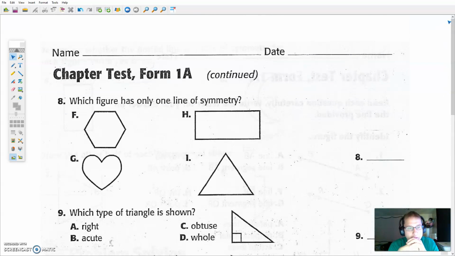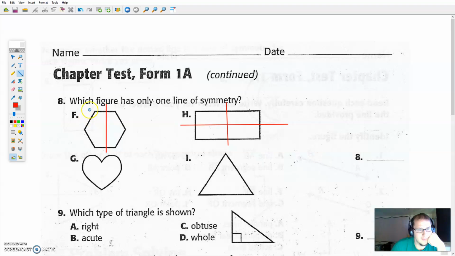Which figure has only one line of symmetry? So this is really a matter of understanding those lines of symmetry and knowing what is going to cut these figures exactly in half. Rectangle has 2. The hexagon has a total of 12, because every corner and every halfway point is going to give you one. So 1, 2, 3, 4, 5, 6. Sorry, I don't count both sides of the line. But anyway, way more than one.